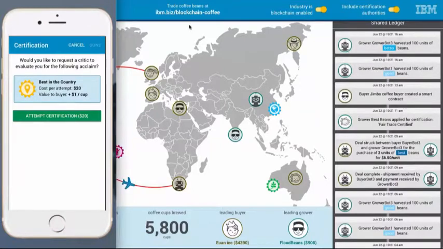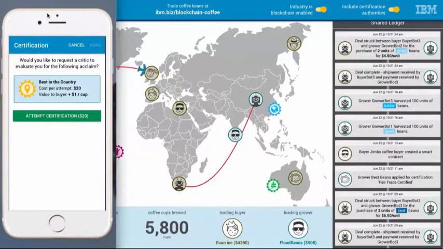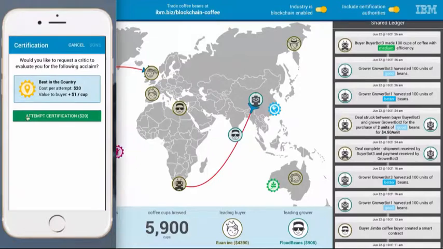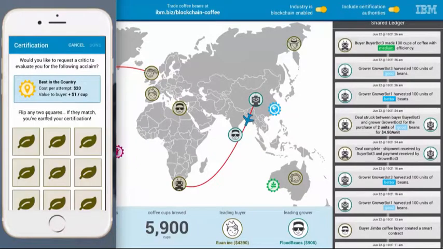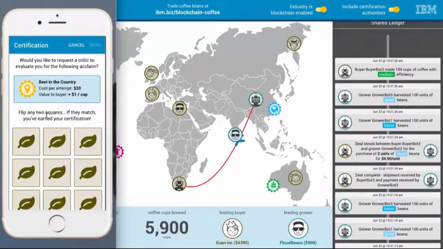If I achieve this certification, it actually allows me to sell my coffee for $1 more per cup. So I am incented to achieve this certification because it's going to help my bottom line. So let me come here and say, attempt certification is going to cost me $20 every time I want to attempt my certification.